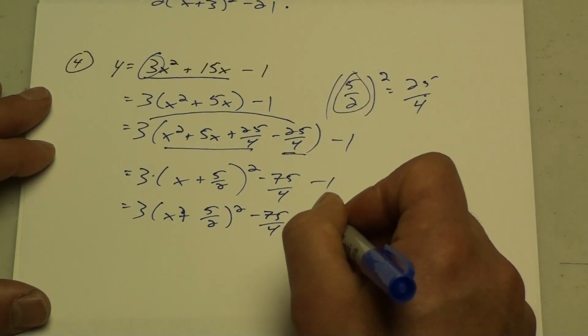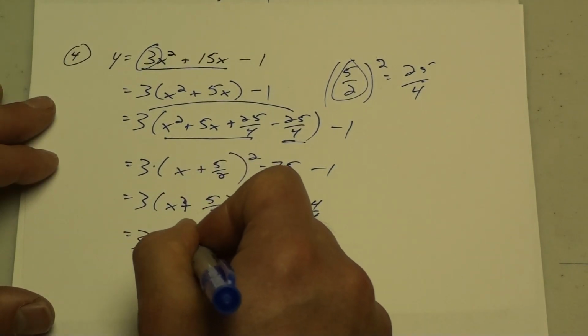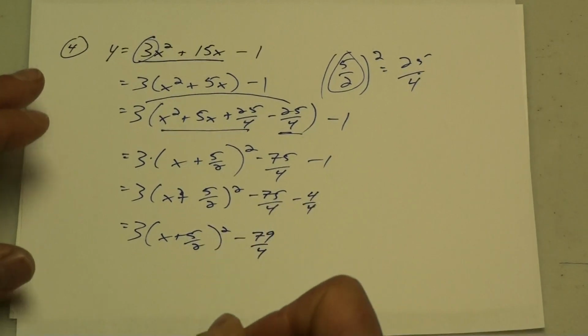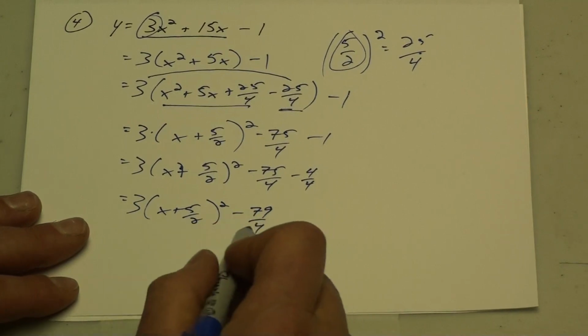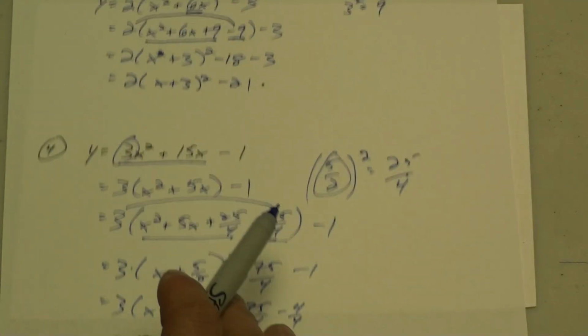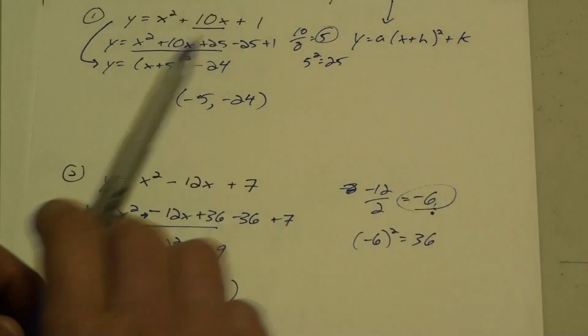That 1 I want to turn into 4 over 4, so I have a common denominator. Minus 79 over 4. So it's a little bit messier. I've got some fractions now, but you can still see what your vertex is, and you changed from the standard form into the vertex form. So a short lesson on completing the square. Thank you very much.